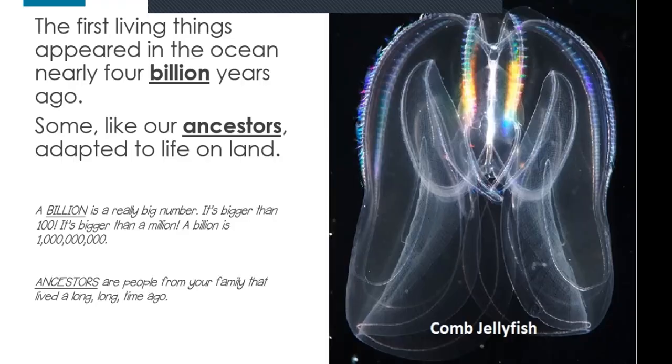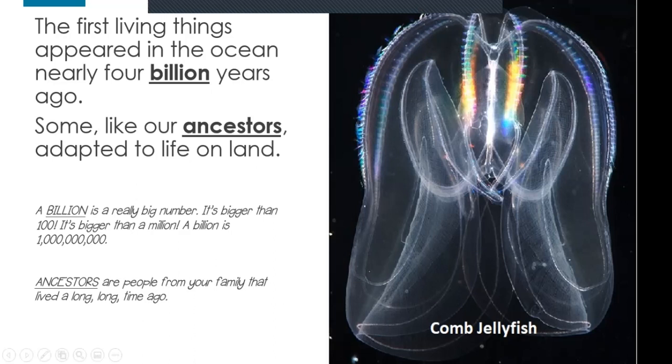The first living things appeared in the ocean nearly 4 billion years ago. Some, like our ancestors, adapted to life on land. A billion is a really big number. It's bigger than 100. It's bigger than a million. A billion is 1, 0, 0, 0, 0, 0, 0, 0, 0, 0. That's a 1 with 9 zeros after it. That is how much a billion is. A million only has 6 zeros.